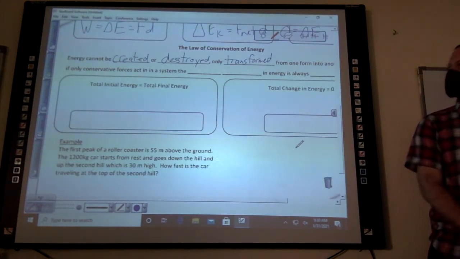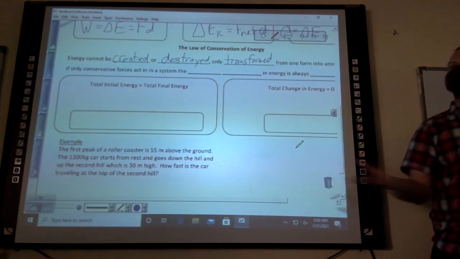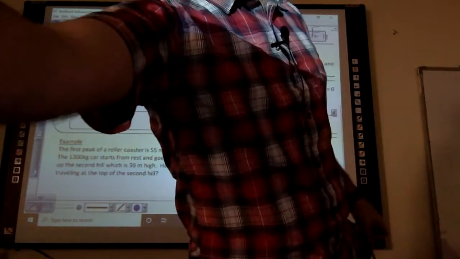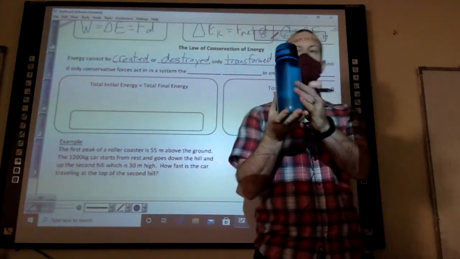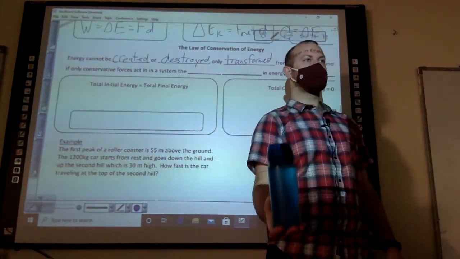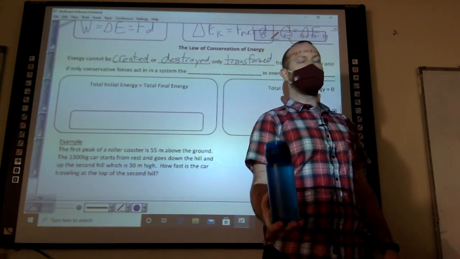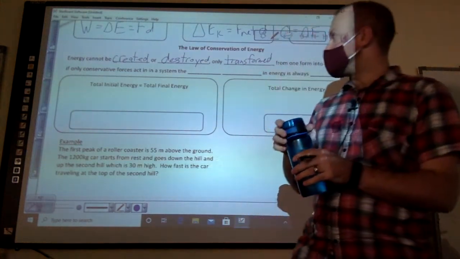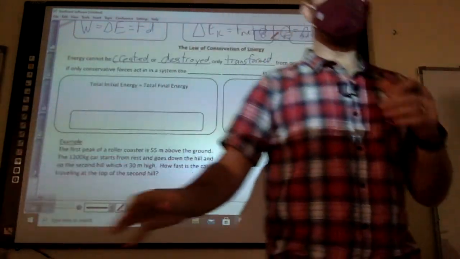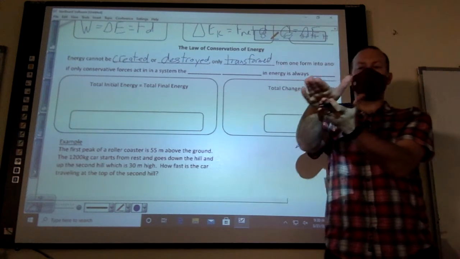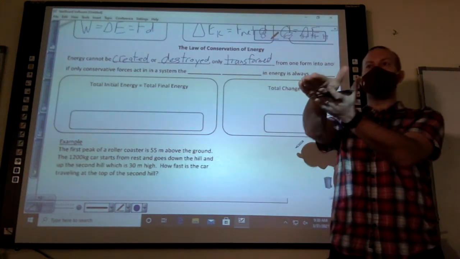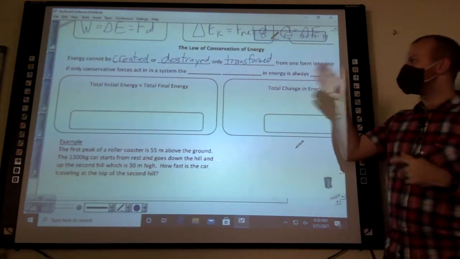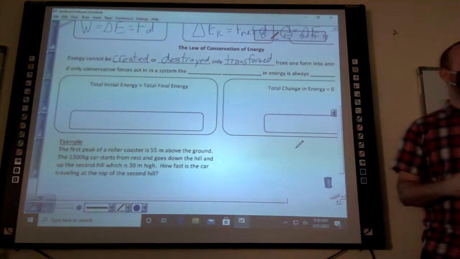So a conservative force is a force where you can gain back the energy lost. For instance, if I hold my water bottle here and lower it, I change its energy, but I can gain that energy back by just lifting it up again. As opposed to something like friction, where if I slide my hand across my hand, I lose energy due to friction. If I try to reverse it, I don't gain the energy back. I've lost it. So conservative just means you can gain it back by doing the reverse motion.